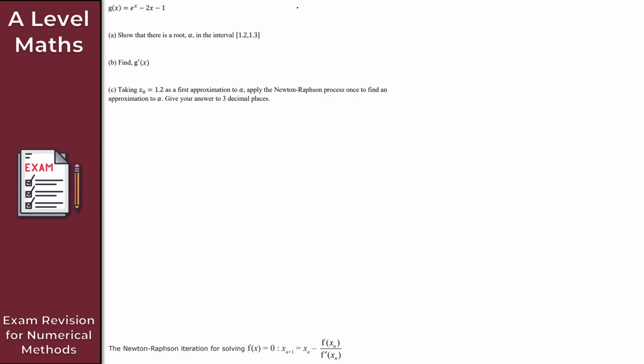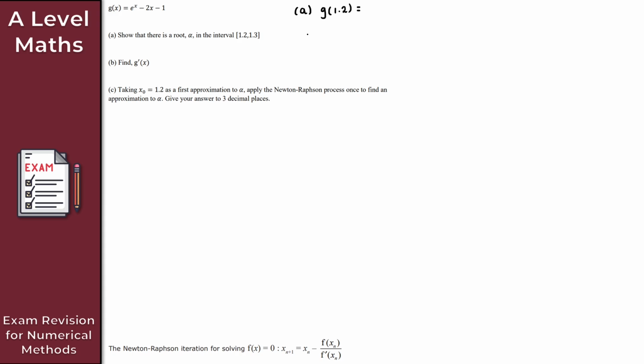So for part A then, to show that there is a root alpha in this given interval here, what we need to do is consider a change of sign in the interval. And to do that then, let's start by finding g of 1.2, and we're also going to find g of 1.3.